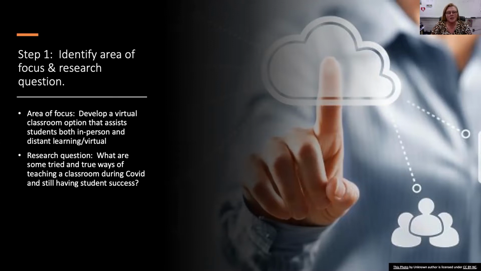The research question that I focused on was, what are some tried and true ways of teaching a classroom during COVID and still having student success? Again, it was hard to motivate students to complete this because their mindset, as well as their family's mindset, was that it wasn't real true education. So when we looked at that and tried to adapt, I wanted to look at other people, especially since all of education was going through the same change and the same adaptation.